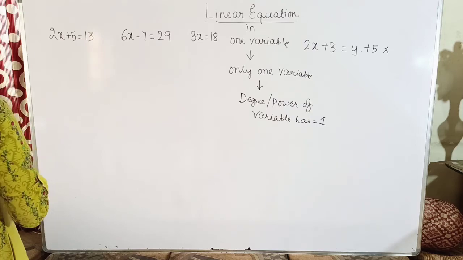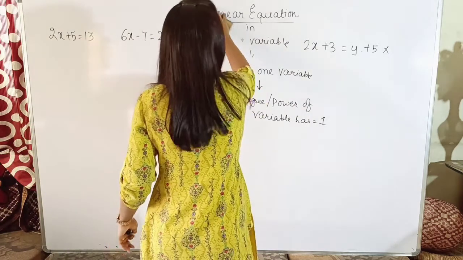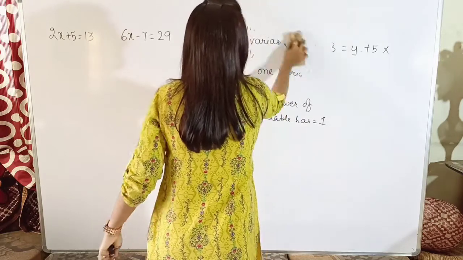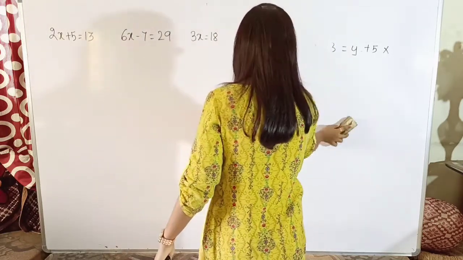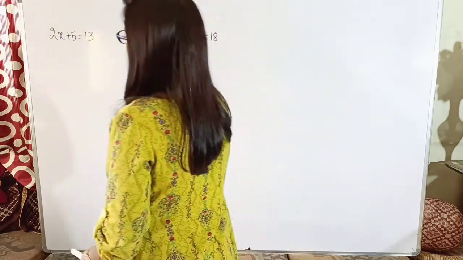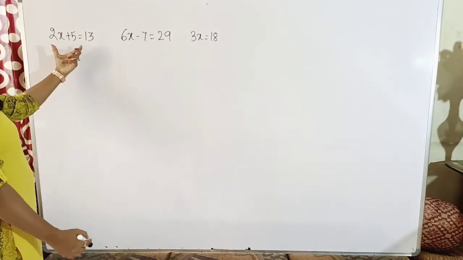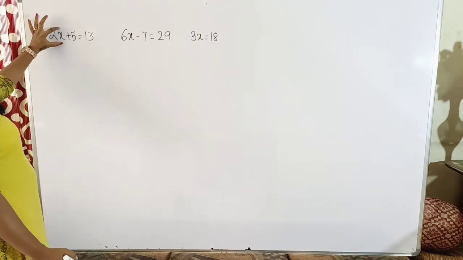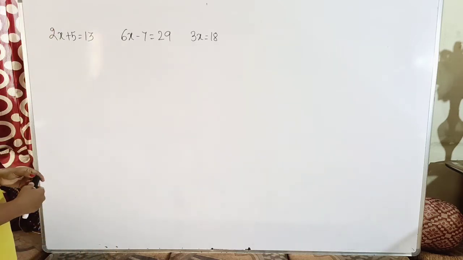Now, are they linear equations in one variable? Just look at it. Is there only one variable in the equation? Yes. Is the power of the variable only 1? Yes. In none of the examples I have taken the power of x other than 1. So now when I have to solve, what I want is to find the value of x. Solving the equation means you are going to find the value of x, isn't it?